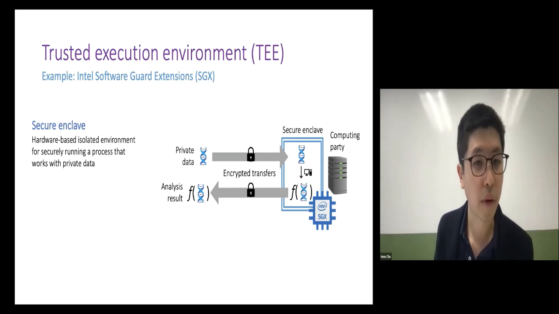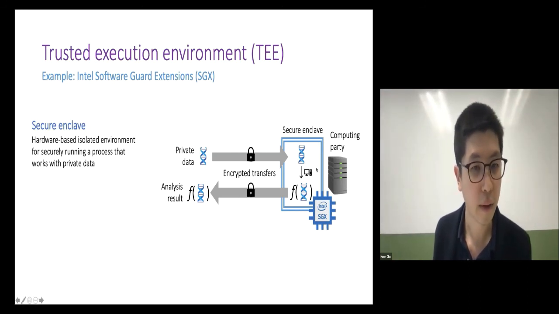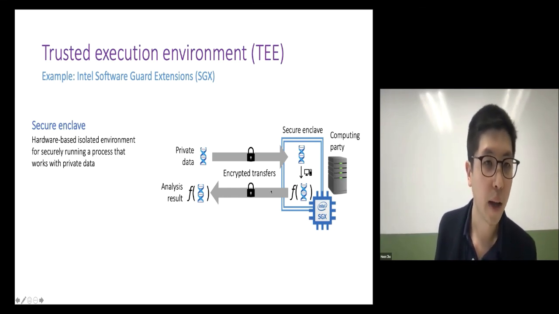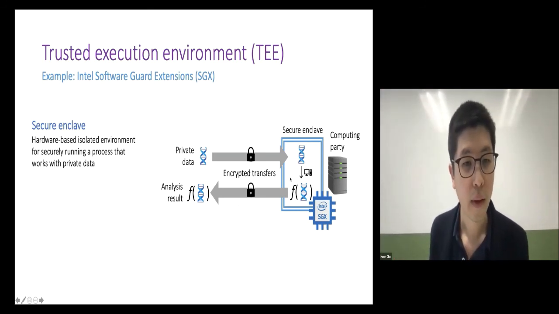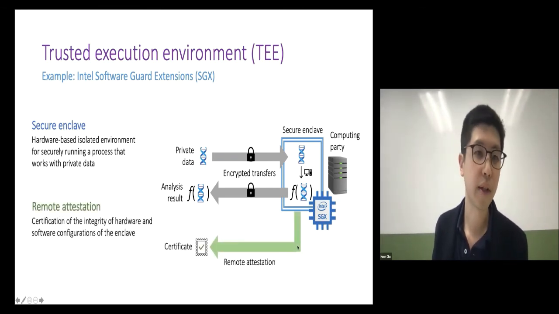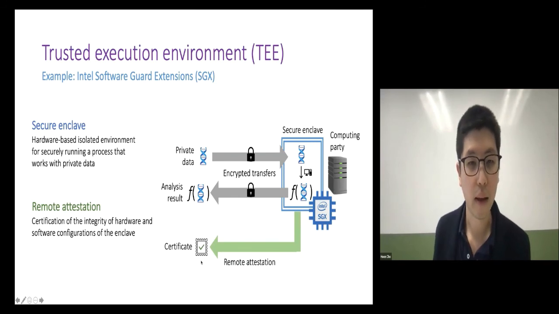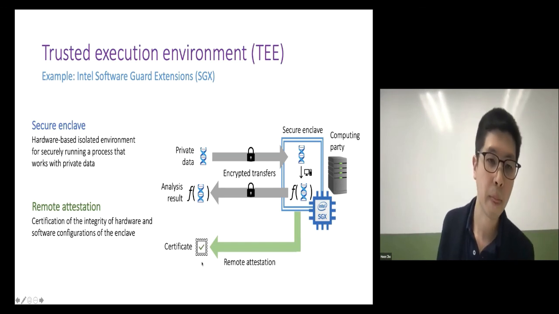With this ability, a remote user could send their private data into a secure enclave through an encrypted channel, perform desired calculations inside the enclave, and then get the results back also through an encrypted channel. In this way, computation is performed over sensitive data without giving anyone direct access to it. There is an important additional feature of SGX known as remote attestation, which is a mechanism for these enclaves to generate a certificate to the user that proves to the user that the program that's running inside the enclave and its hardware configurations are legitimate.